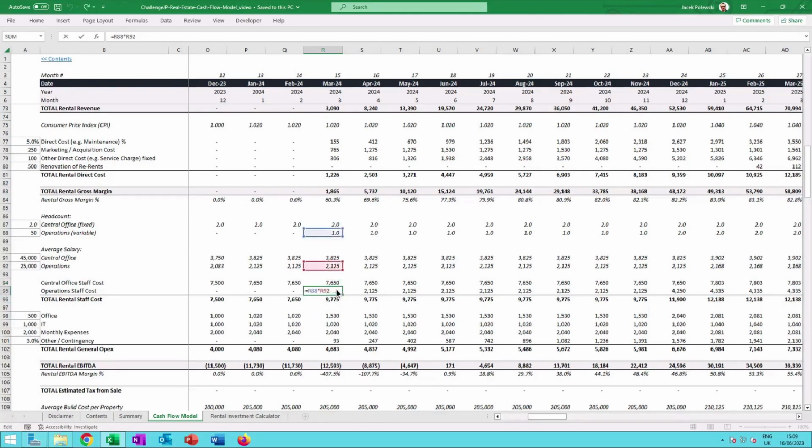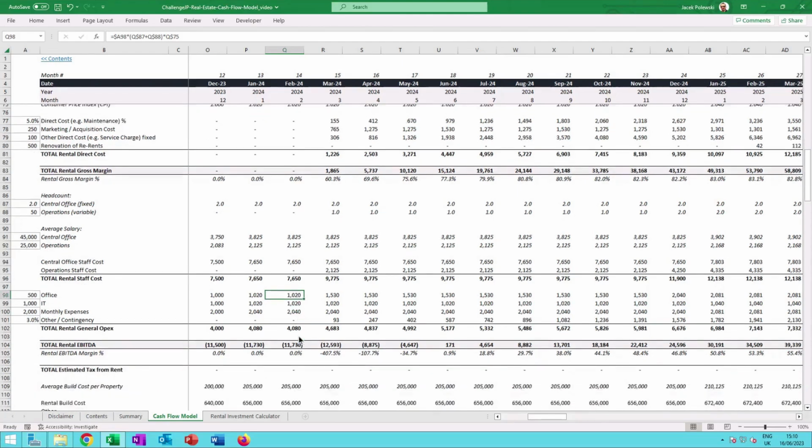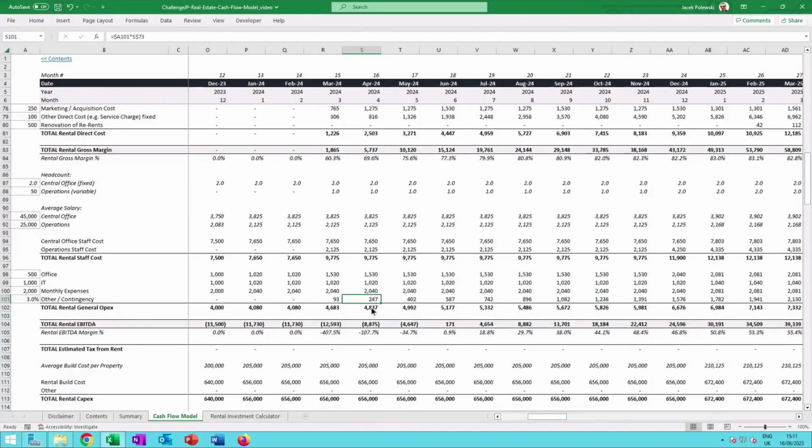And then the same thing happens for the operations or your maintenance. And this gives you your total number here. And then you also have some operating expenditures in here. So for example, your office, which is actually in this case driven by the number of employees that you hire, and then other expenditures, for example, like IT, any monthly expenses, and then also some contingency here, which is just the percentage of your revenues that you would allocate to other expenses. That gives you a general OPEX.